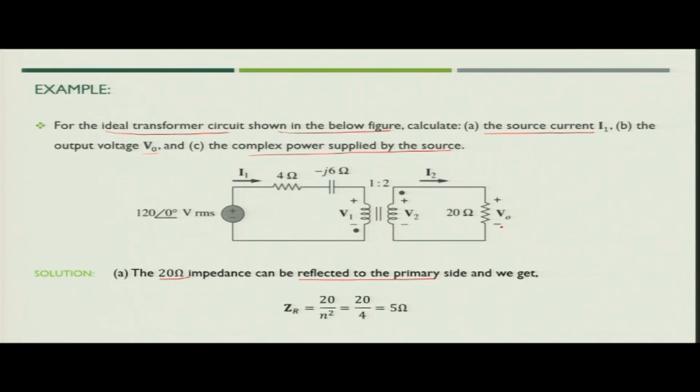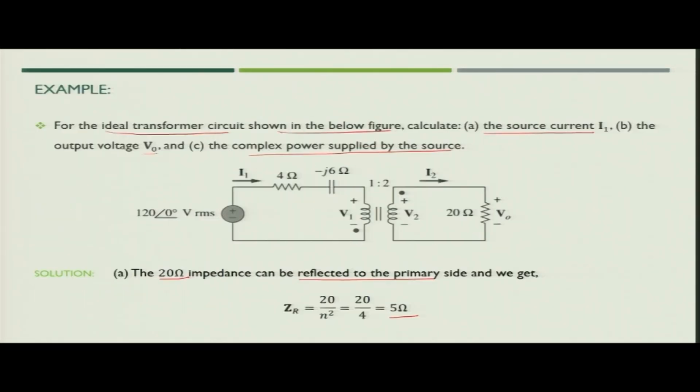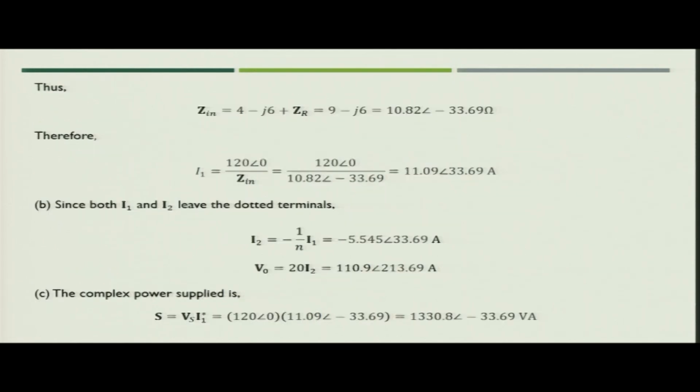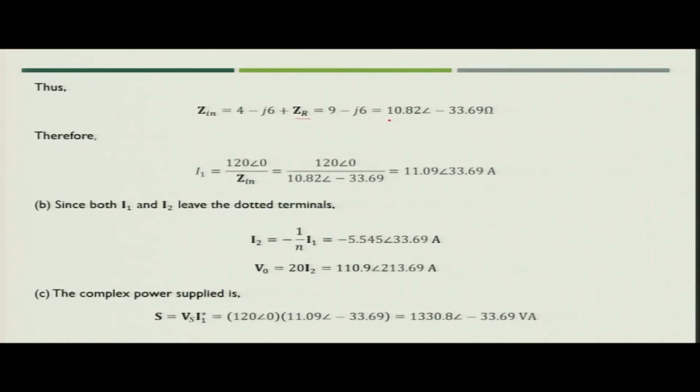So, how will we do it? Suppose ZR is the reflected impedance, you can write 20 divided by N square. So, you will get 5 ohm as the reflected impedance. Now, when you reflect this to the primary side, the total impedance of the circuit will become 4 minus j6 plus ZR, which you have got equal to 5 ohm. So, the total input impedance seen from the primary side will be 10.82 angle 33.69 ohm.